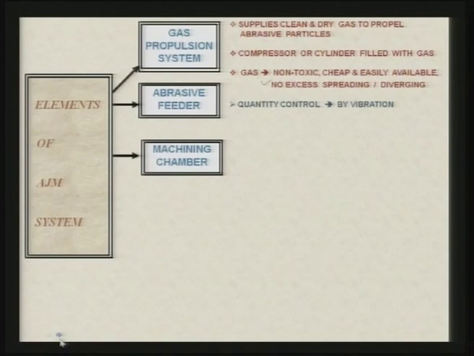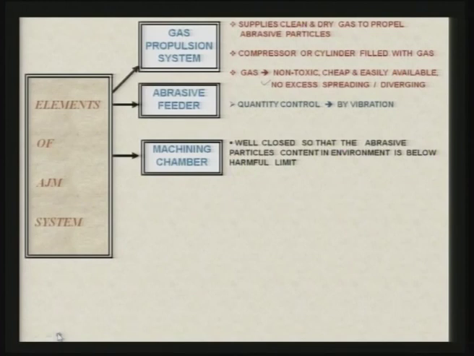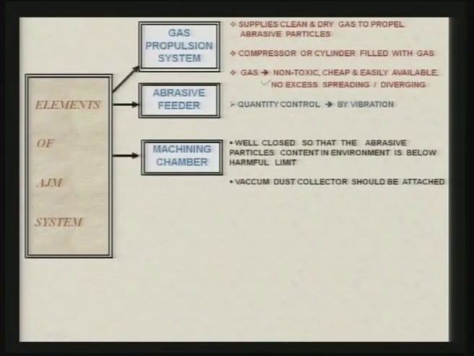Then third is the machining chamber. It is closed so that the abrasive particles contained in the environment are below the harmful limit. This is very important. We should always keep the machining chamber closed, so that the fine abrasive particles do not spread in the environment. Otherwise, they will be very harmful to the operators and the people standing nearby the AGM setup. And there should be a vacuum dust collector attached to the machining chamber, so that dust particles etc. are collected and put out of the machining chamber.